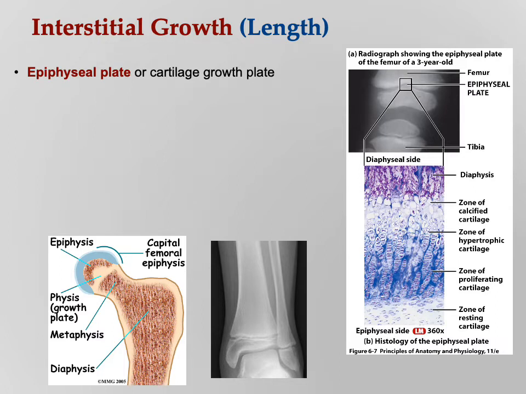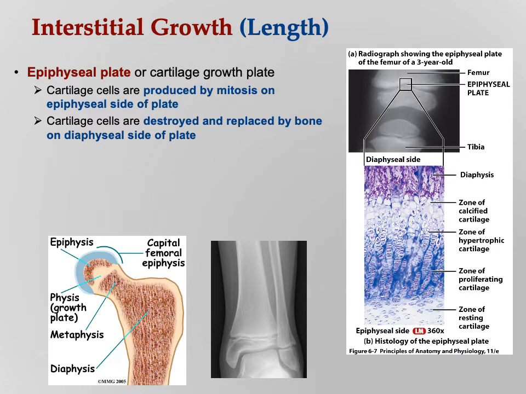That's how bones grow in length. So cartilage cells are produced by mitosis on the epiphyseal side of the plate, and then you lay down bone on the other side. In other words, the cartilage keeps dividing and growing to make new cartilage, and it leaves behind bone, kind of like those paving machines. As they go down a street, they leave pavement behind where they went.